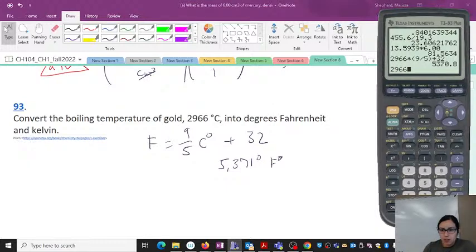So 299, or 26.6 plus 273 to get us to Kelvin. So do we get 3,239 Kelvin?